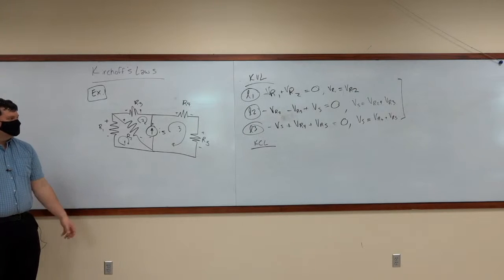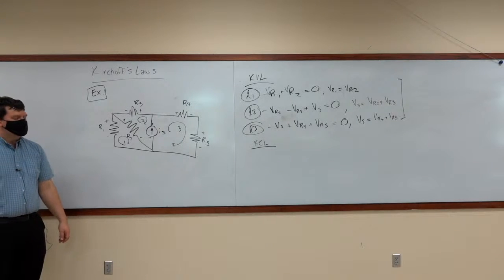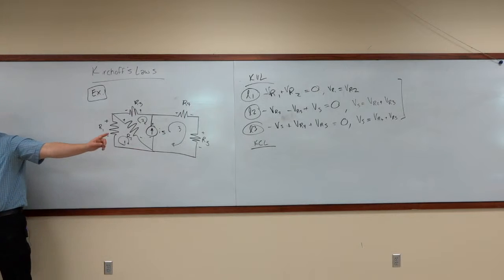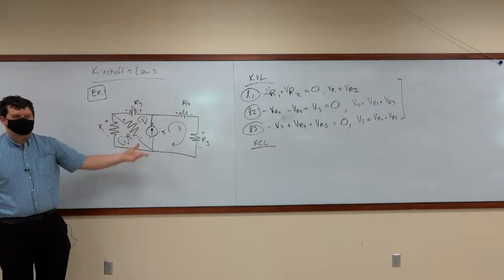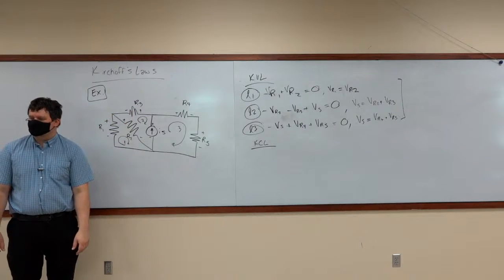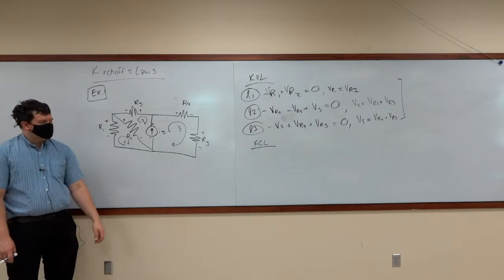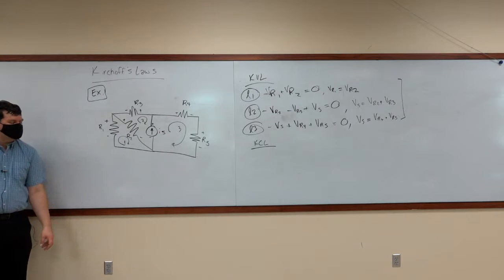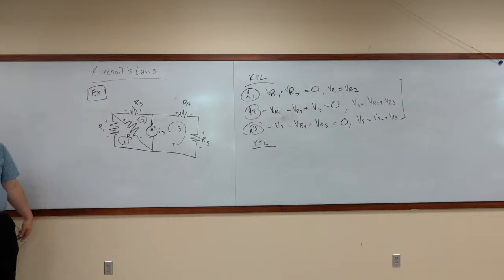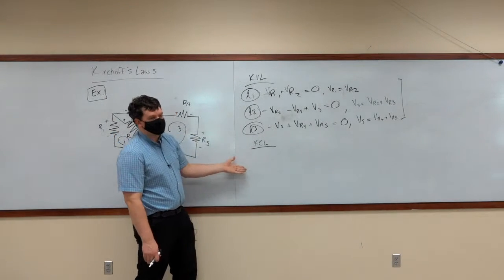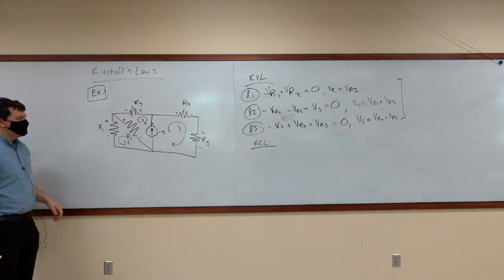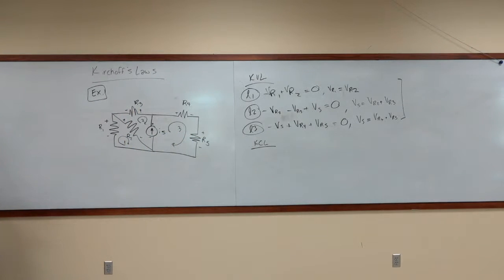All right, for KCL, when we started KVL, the first thing we had to do was identify loops, okay? And we also had to identify like what directions we wanted components to be labeled as too. But we needed to do that no matter what. The first thing we have to do with KCL is we have to identify nodes. So here, first thing we had to do is identify loops. Here, first thing you have to do is identify nodes. Okay? It'll be same both ways.